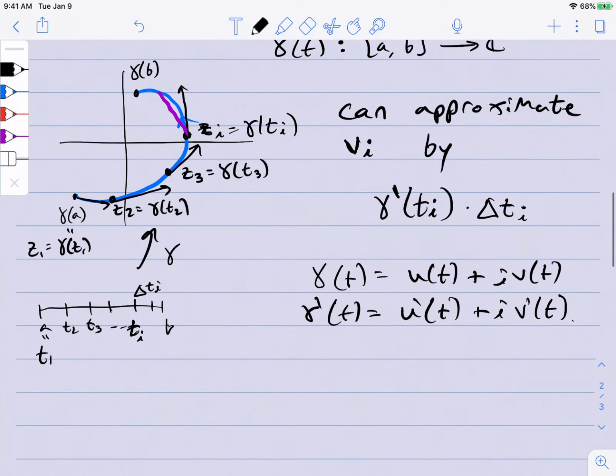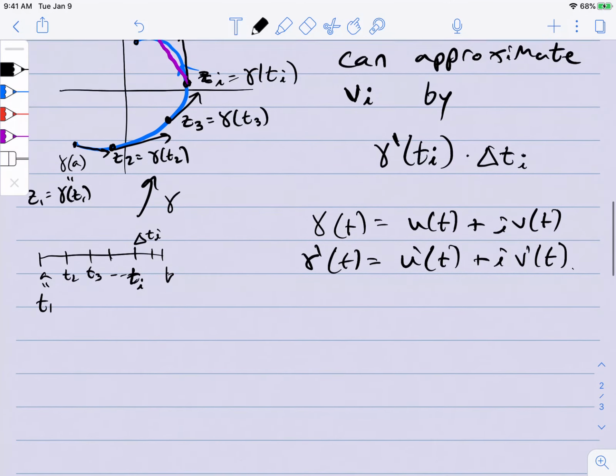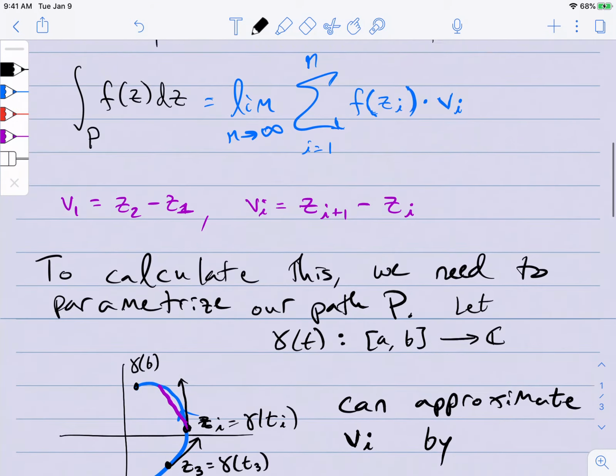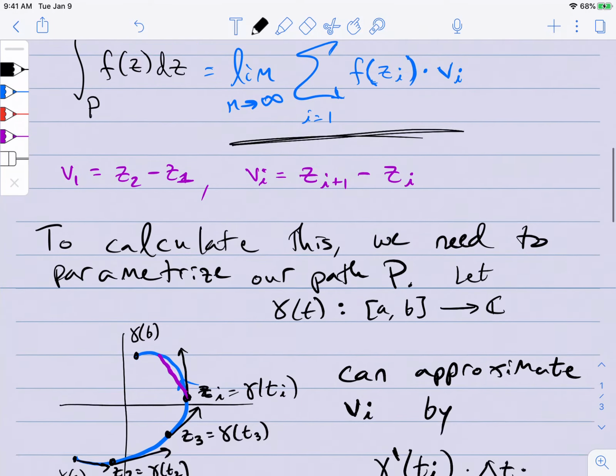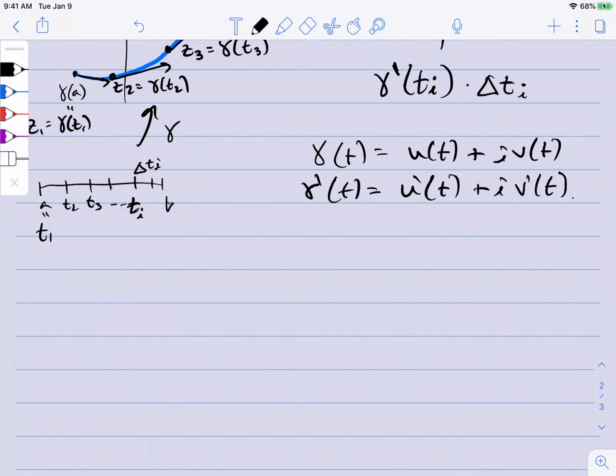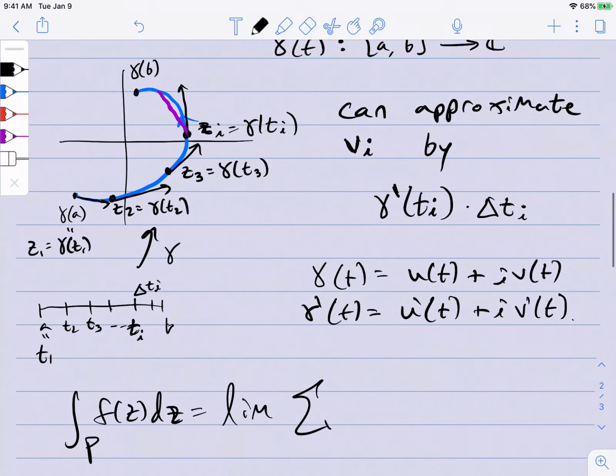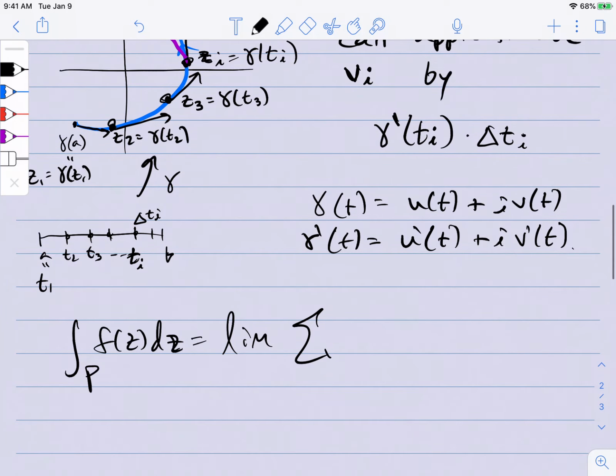Okay, so this is something we can do, and then let's look back at this expression here. Now I can write that in a way that's a little more useful. So the integral of f of z dz is going to be the limit. And what's nice now is I can kind of do everything over the interval from a to b. So instead of breaking up my parameterized curve p, the way I do that is by breaking up the interval from a to b, right? So going from 1 to n.